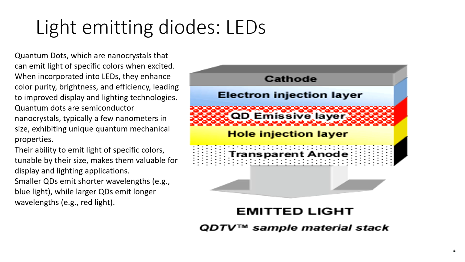Then light emitting diodes, LEDs, can use these quantum dots. Quantum dots are nanocrystals that can emit light of specific colors when excited, and when incorporated into LEDs, they enhance the color purity, brightness, and efficiency, leading to improved display and lighting technologies. And quantum dots are semiconductor nanocrystals, typically a few nanometers in size, exhibiting unique quantum mechanical properties and the ability to emit light of specific colors. So this is the LEDs, which is light emitting diodes.